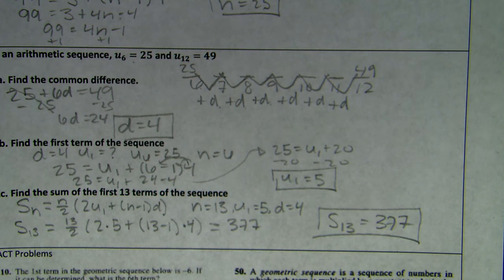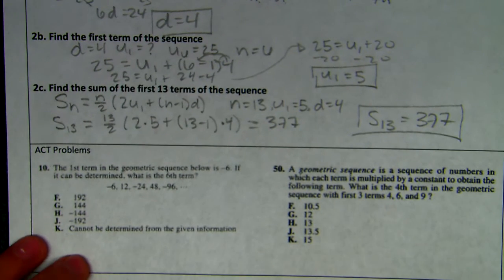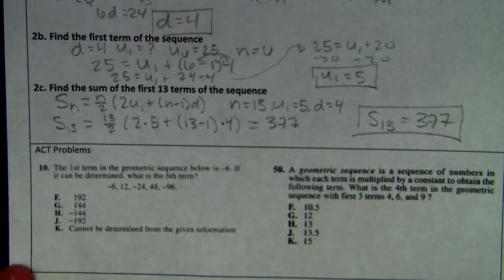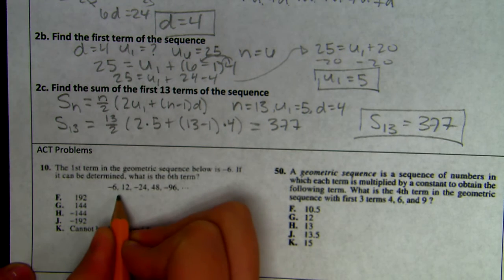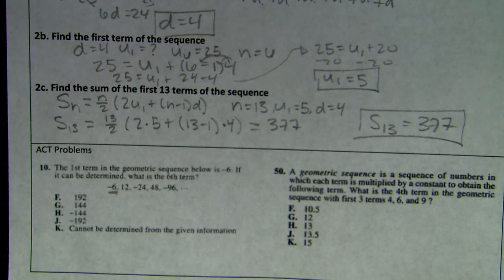Good. Moving on now to the ACT problems, which I know is everyone's favorite part. Yeah, ACT, next Wednesday, coming up. So we know the first term in the geometric sequence below is -6. If it can be determined, what is the sixth term?